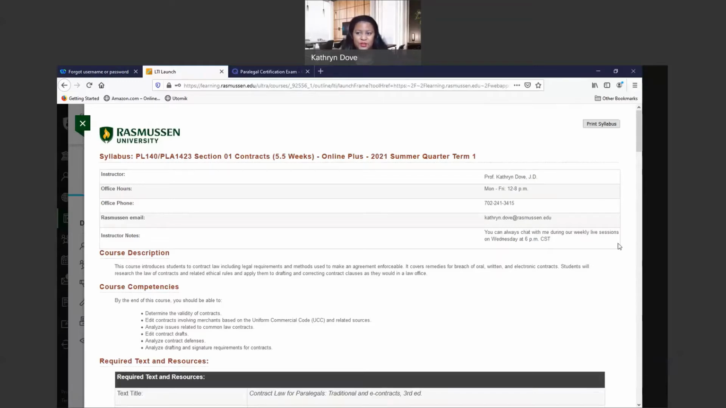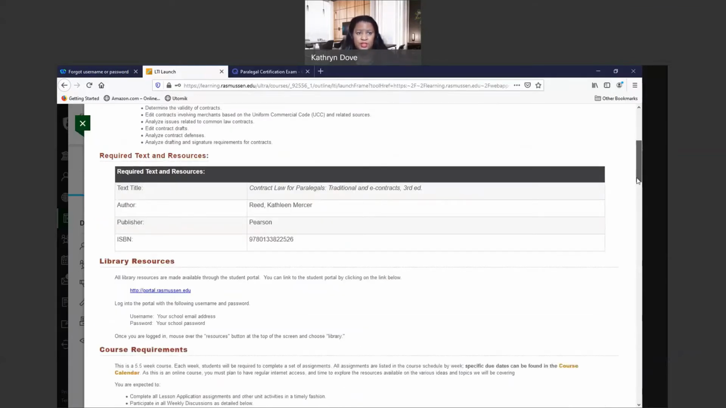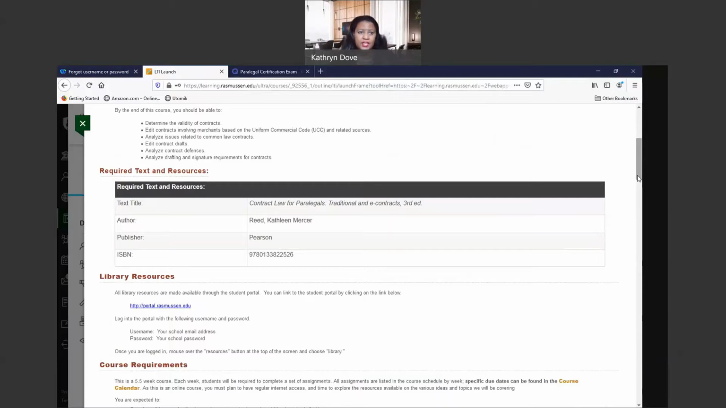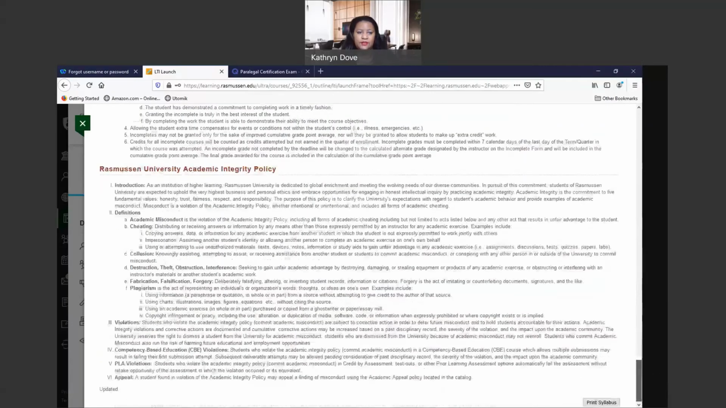That information is here as well as the competencies for the course: determine the validity of contracts, edit contracts involving merchants based on the Uniform Commercial Code, analyze issues related to common law contracts, edit contract drafts, analyze contract defenses, analyze drafting and signature requirements for contracts. Take a look at that. The grading scale, incomplete grade policy, and our academic integrity, which basically requires that you submit your own original work.